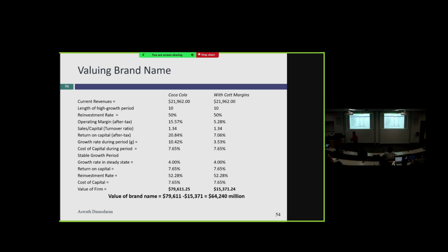Lower margins have a ripple effect. They create lower returns on capital. Remember, return on capital is margin times sales to capital ratio. Lower margins create lower return on capital, which creates lower growth rate. So all the way through. The value that I got is 15.4 billion. Take the difference between those two numbers. That's the value of my brand name. I gave you a $64 billion brand name value. If you don't think it's enough, tell me why. But don't ask me to add 20% to it.